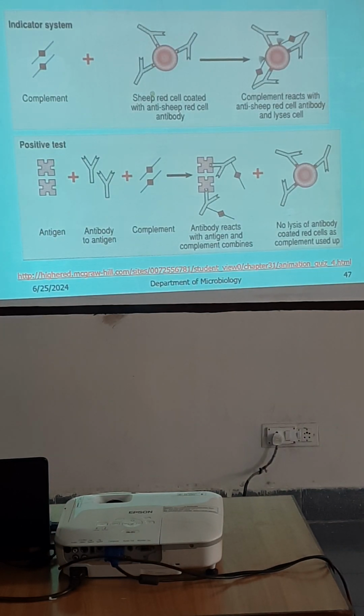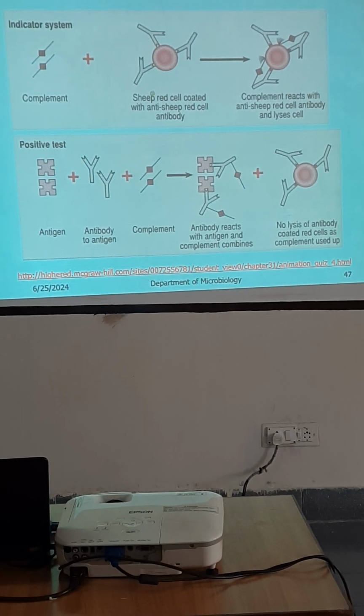Here the whole system can be explained with the particular diagram. You can see the indicator system is there, the complement is there, which is added to the sheep red cells coated with the anti-sheep red cell antibody. Then complement reacts with the anti-sheep red cell antibody and lyses it. Okay, so this is the negative test.